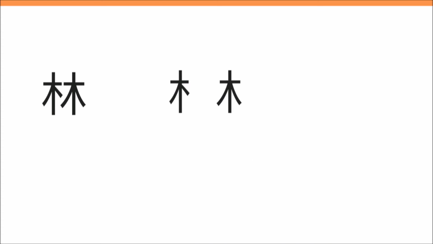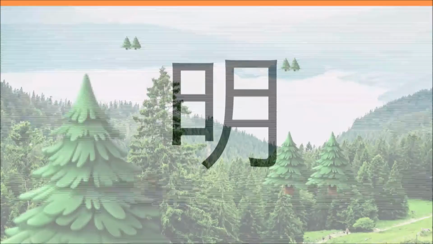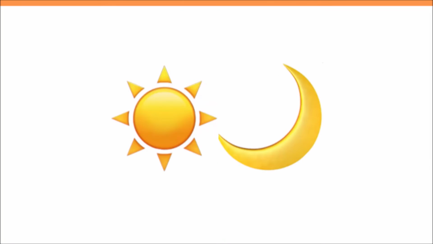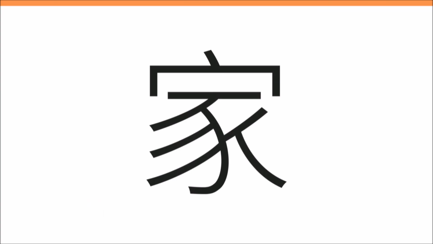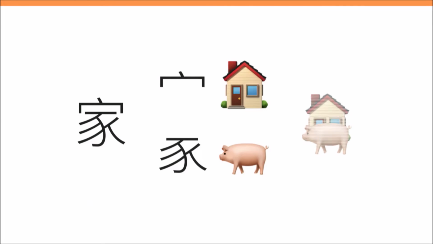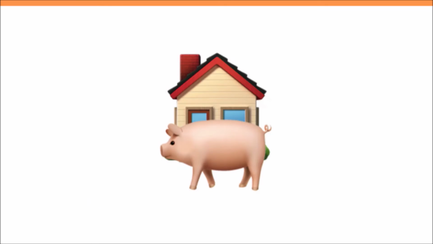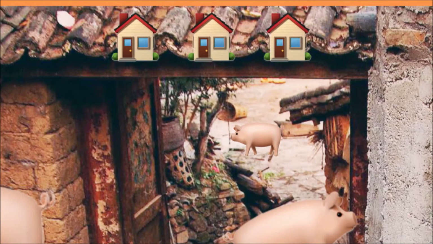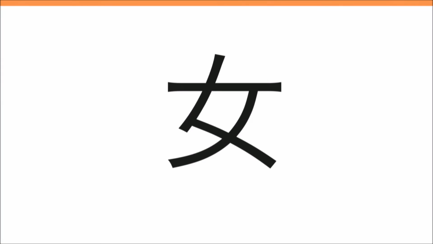So you take two trees, you get a forest. You take a sun and moon, and you get the word bright. This one's kind of fun. You take a roof and a pig, and you put them together, and you think maybe this means farm, but in fact it means family or home, because home is where the pig hangs out in the house.